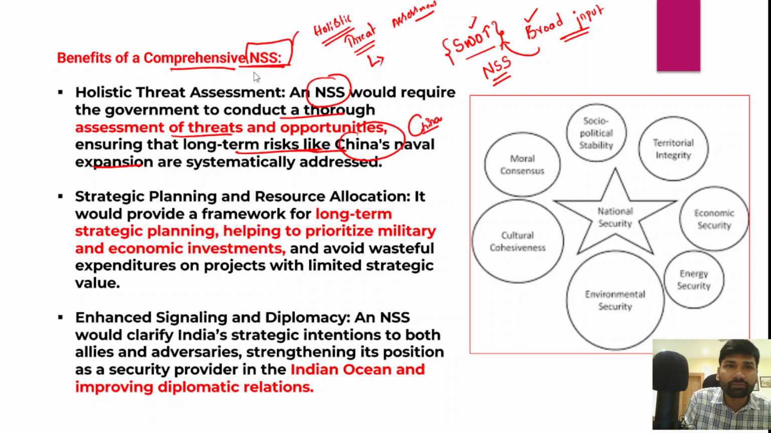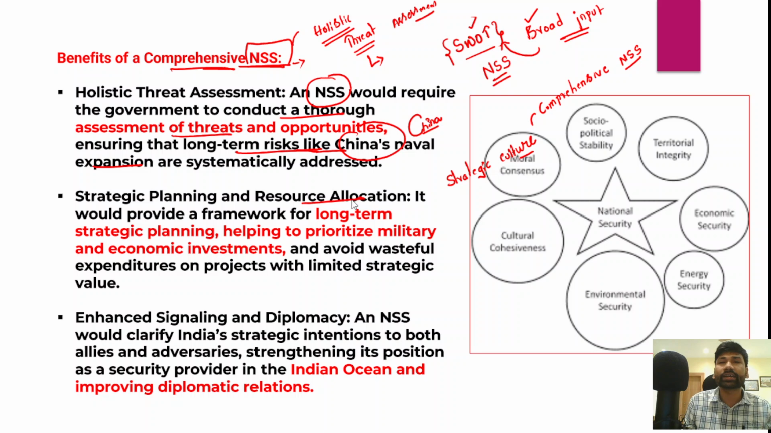And apart from that, when we have this comprehensive national security strategy, it will also play a very important role in bringing in a strategic culture. In fact, Indian foreign policy and Indian security strategy are very often criticized for lacking strategic culture, right? It is very often criticized that India lacks strategic culture and strategic thinking. So when we have framed this comprehensive national security strategy, it will certainly help in bringing strategic planning into foreign policy and India's security policy.